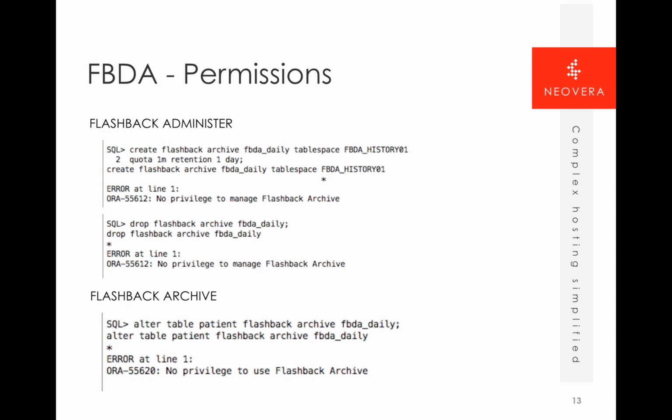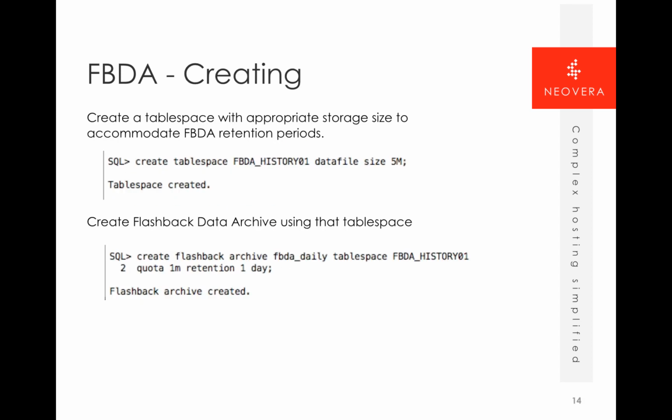So creates, drops, alters, you would not be able to do that unless you had that privilege. And on flashback archive, if you've now created the flashback archive and now you want users to start using it, they've got tables that they want to add to that archive, they can't actually do the alter table and enable that flashback archive unless they have the flashback archive privilege. So you can see in this case, I'm altering the table patient, and I'm basically saying flashback archive and giving it the flashback archive name. Had I had that privilege, it would just say table altered.